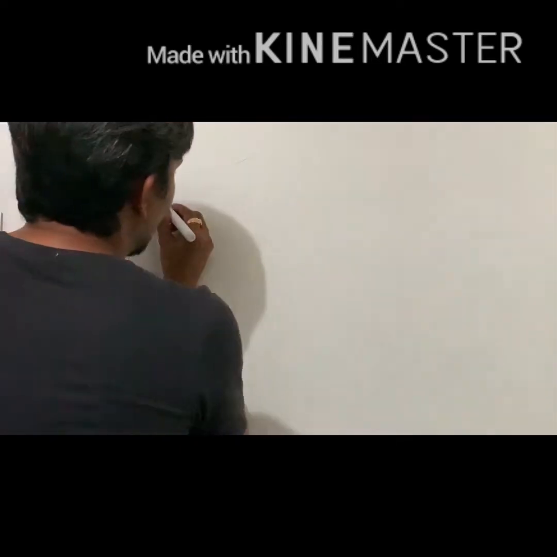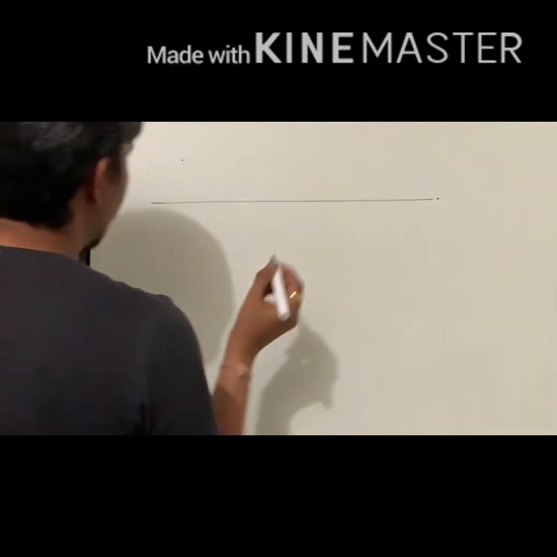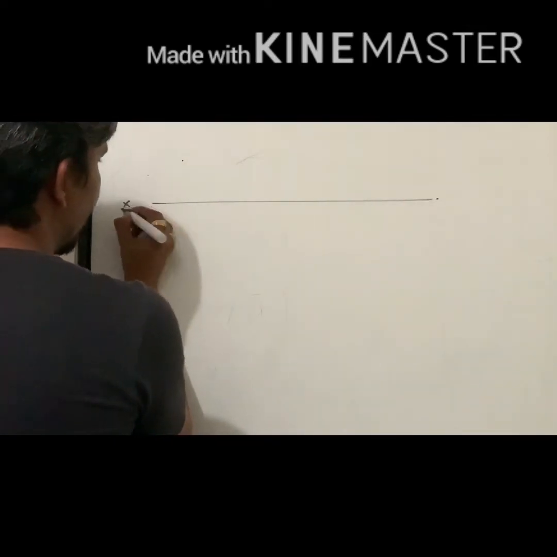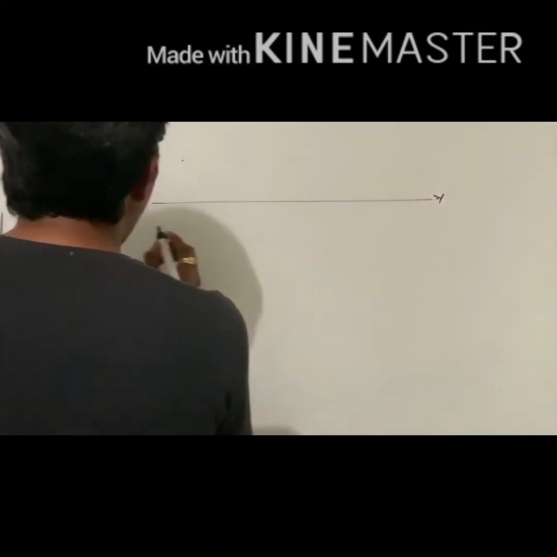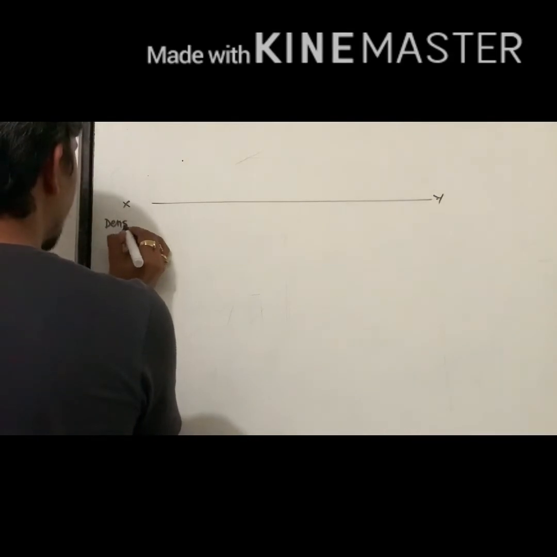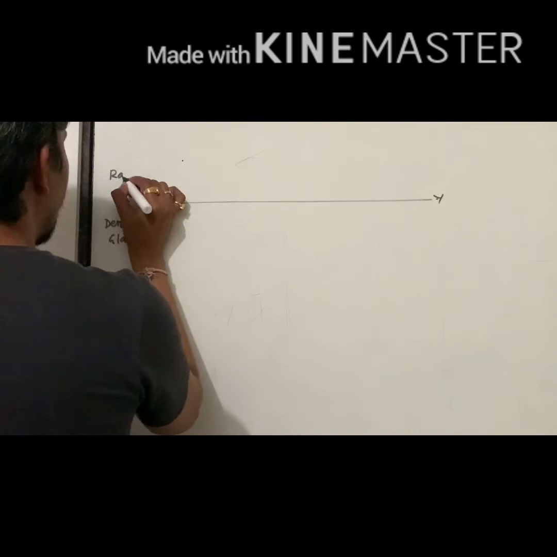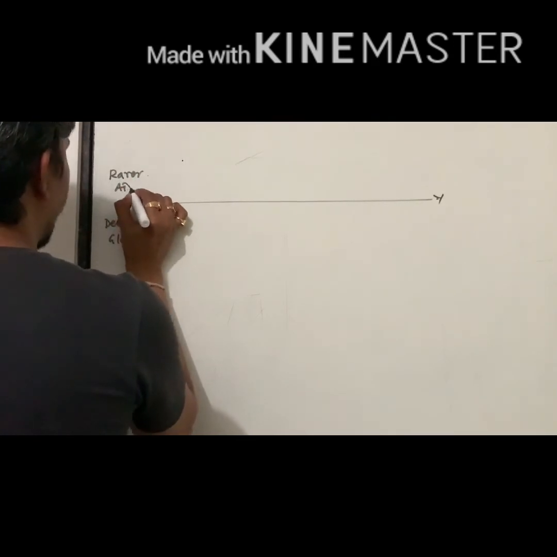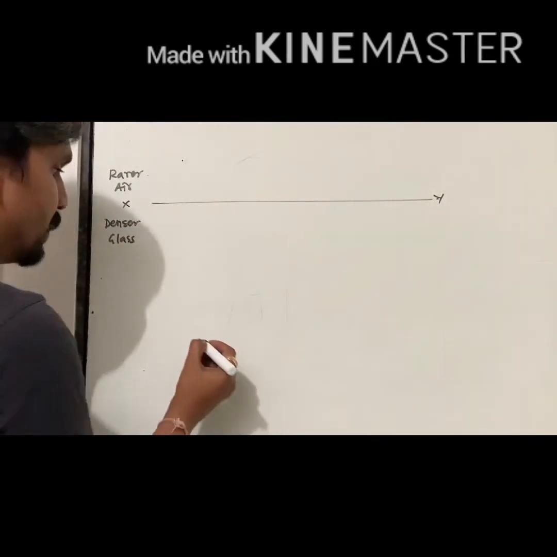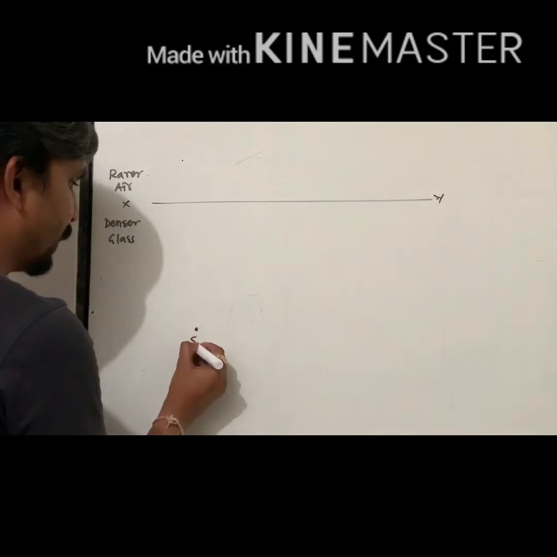Here is a diagram for TIR. This is the boundary separating two media. So this is X1. The lower medium is the denser, which is the glass. The upper medium is the rarer, which is the air. Now the source of light is in the denser medium, so this is the source of light.